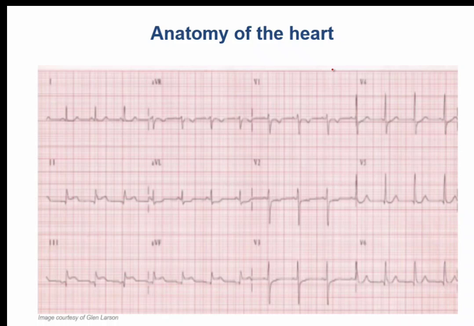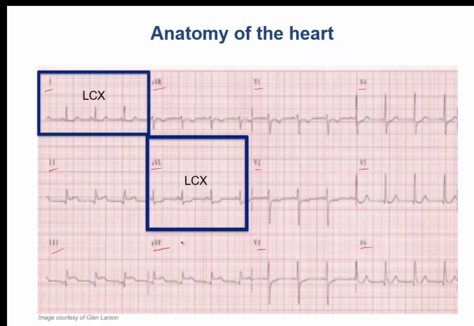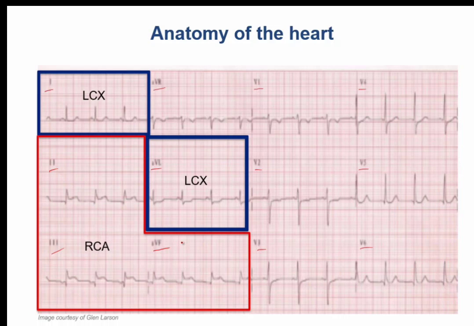Alright, so now that we know where to find the ST elevations during an MI, let's try to tie it all together by actually looking at an ECG. Here you can see your precordial leads, which are V1 through V6, as well as your limb leads, which are leads 1, 2, and 3, as well as AVR, AVL, and AVF. Let's start by looking at leads 1 and AVL. If you see ST elevations here, you should be thinking the left circumflex artery, or the lateral portion of the heart. And now for leads 2, 3, and AVF, you should be thinking about the right coronary artery, or the inferior portion of the heart.